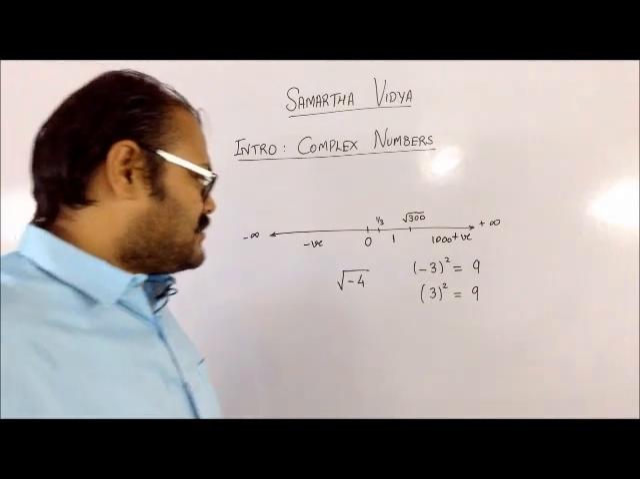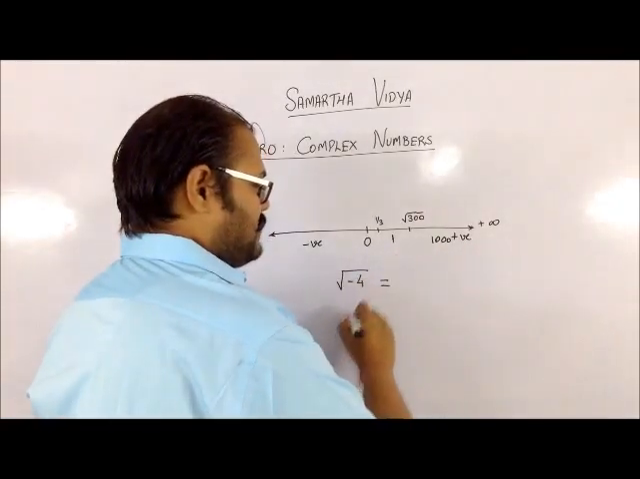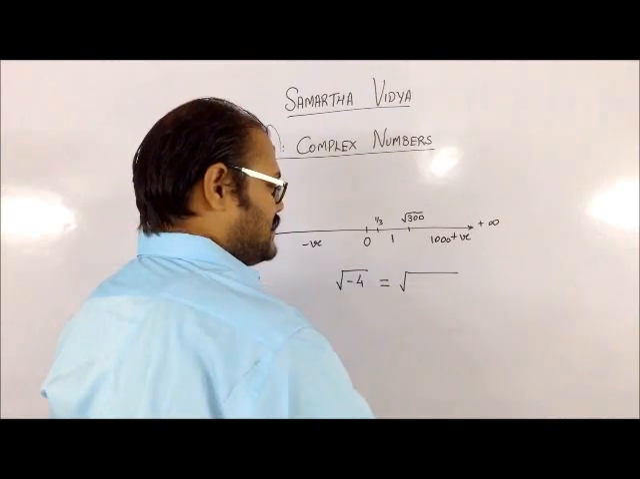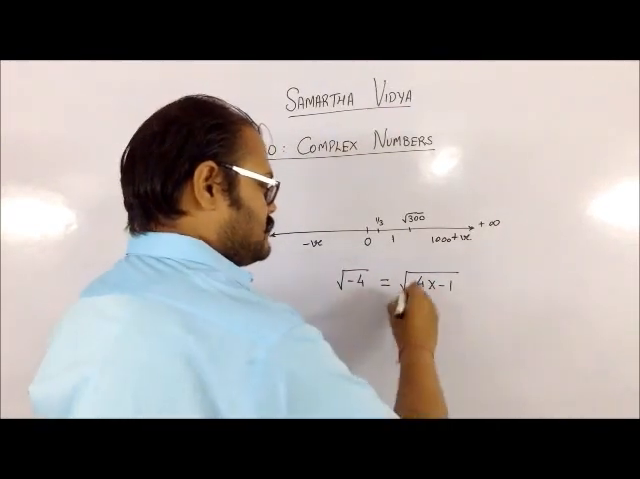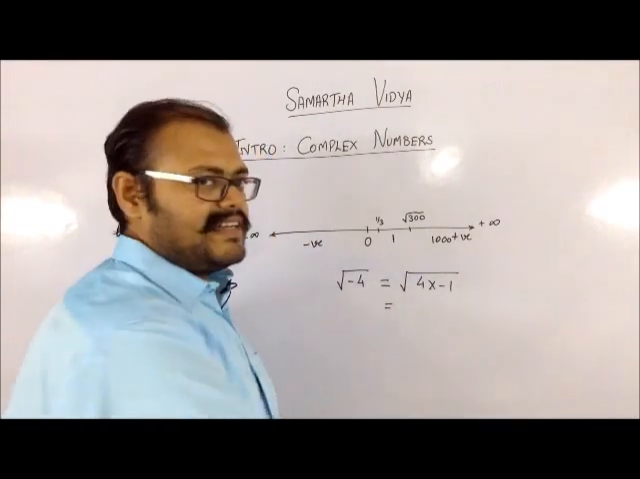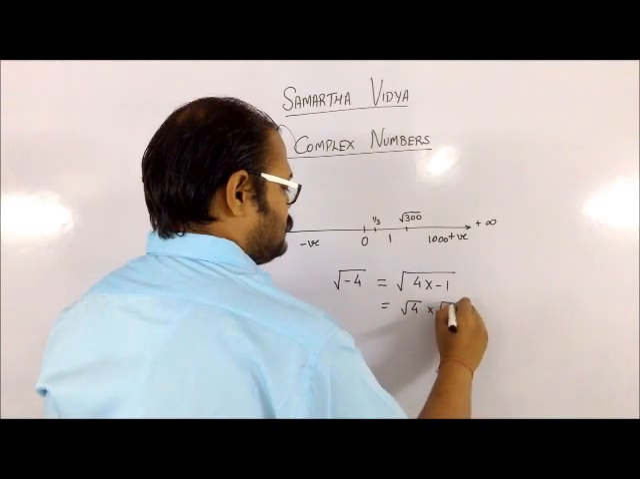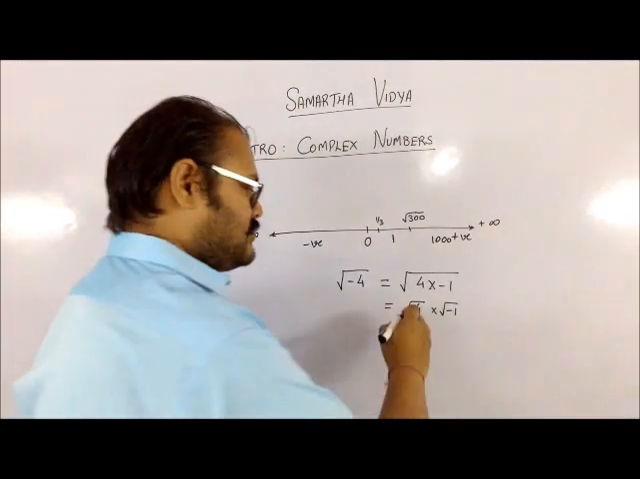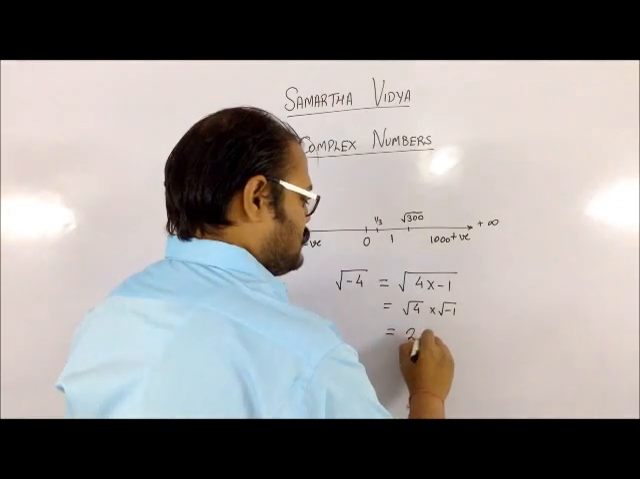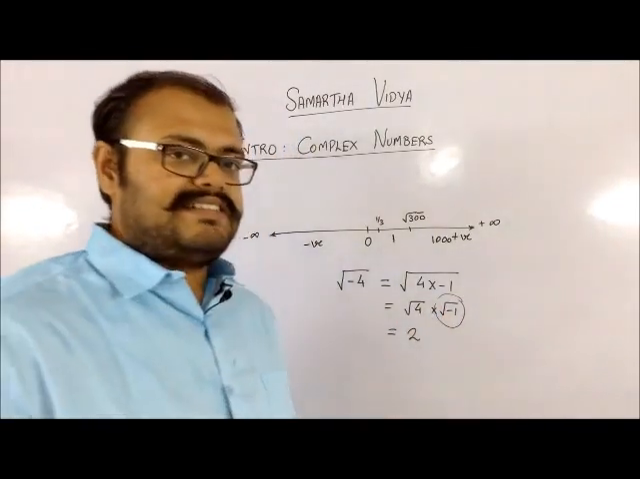So coming back to our problem, root of -4 can be represented or written as root of 4 into -1. Now this can be split up, that is root of 4 into root of -1. Now root 4 I know the answer is 2. I don't know what is root of -1.